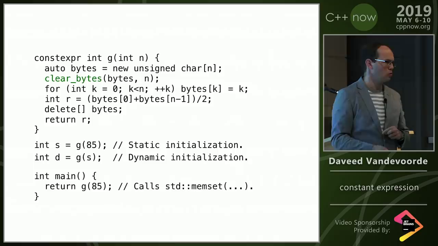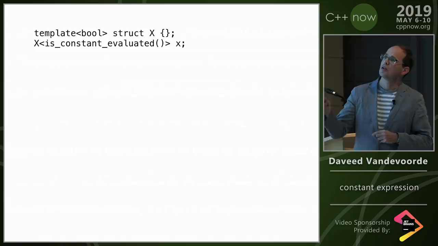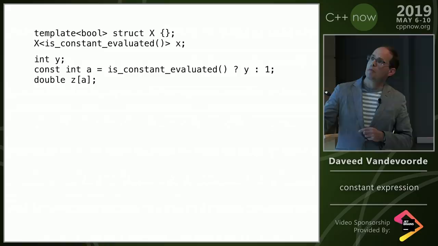Just to make sure it makes sense, let's look at a few more cases. The first cases were not from the standard, these are from the standard. I have a struct S, which takes a non-type template parameter, and I pass is_constant_evaluated in it, true or false?